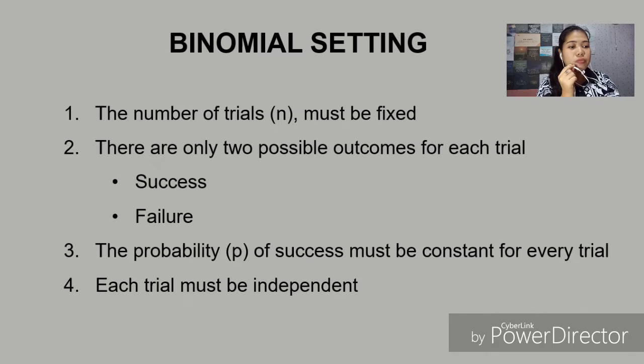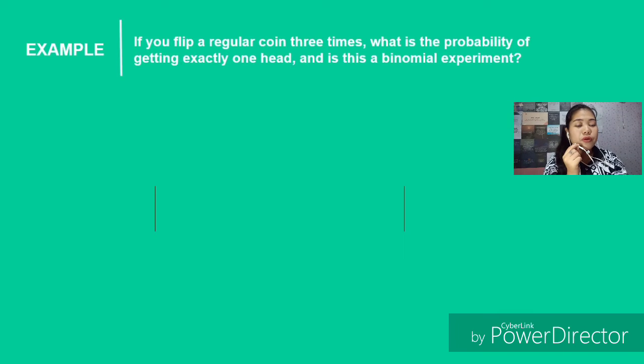The binomial setting will make more sense after we do an example, so let's jump into it. If you flip a regular coin 3 times, what is the probability of getting exactly one head, and is this a binomial experiment? Since the question says that we are flipping the coin 3 times, I will have 3 blank spaces, one for each flip. The first blank space is for the first flip, the second is for the second flip, and the third is for the third flip.